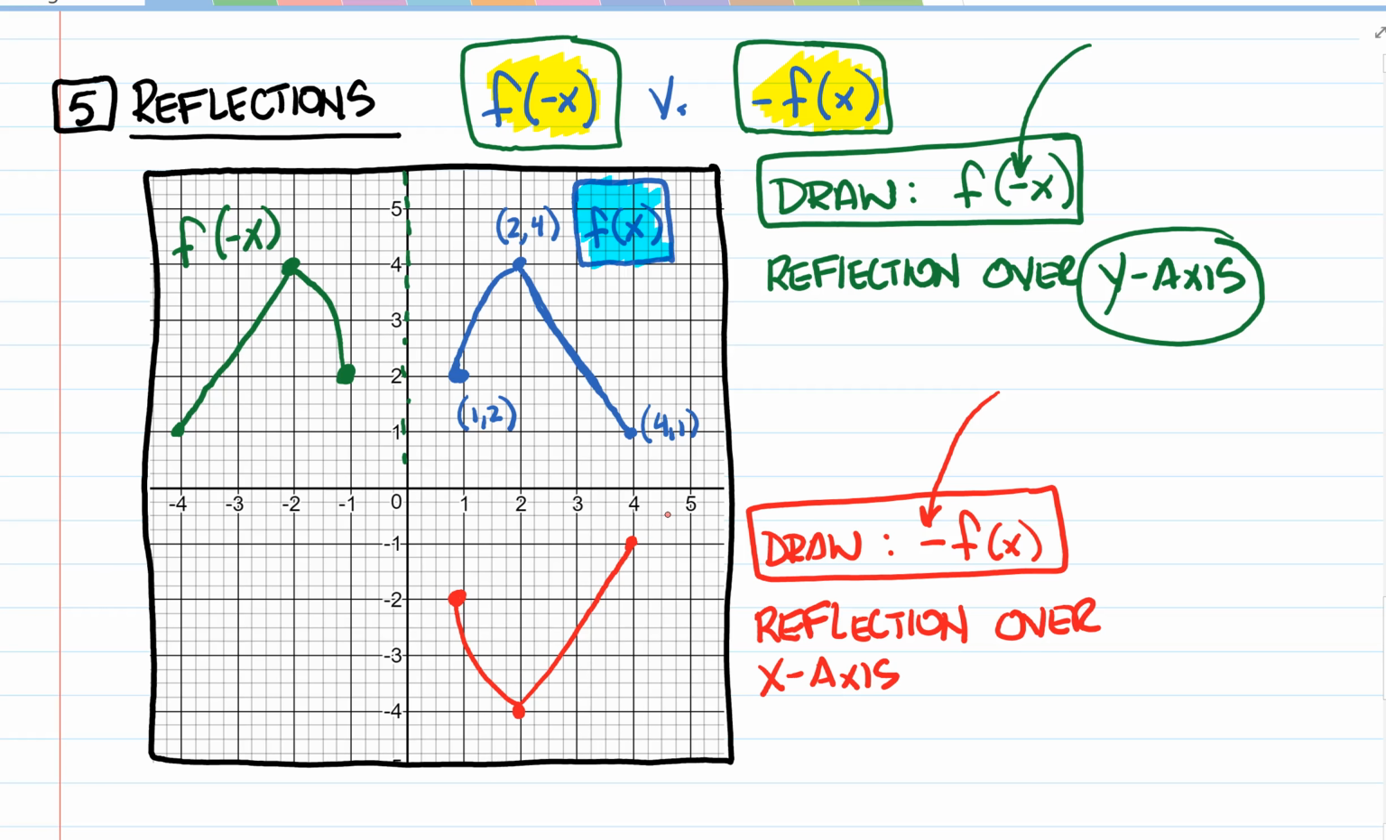So the difference between the two is important for this box. If my negative is on the inside of my function, it's a reflection over the y-axis. If my negative is on the outside of my function, it's a reflection over the x-axis.